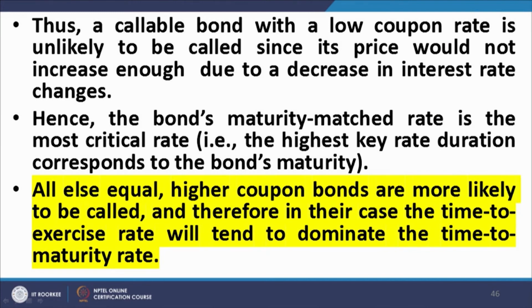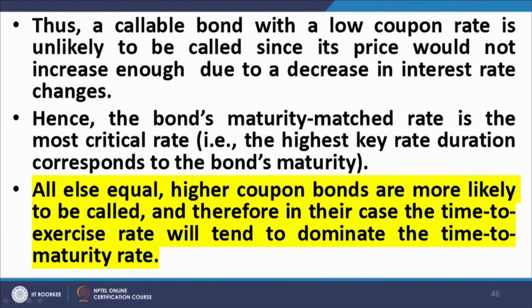All else equal, higher coupon bonds are more likely to be called, because if there is a small change in interest rates, that will manifest themselves as a significant change in price, and significant change in price may result in a bond that is out of the money becoming in the money as far as the call option embedded in the bond is concerned, and therefore, result in the call option being exercisable and presumed to be exercised. And therefore, in their case, the time to exercise becomes very significant and the time to maturity may not be very significant.